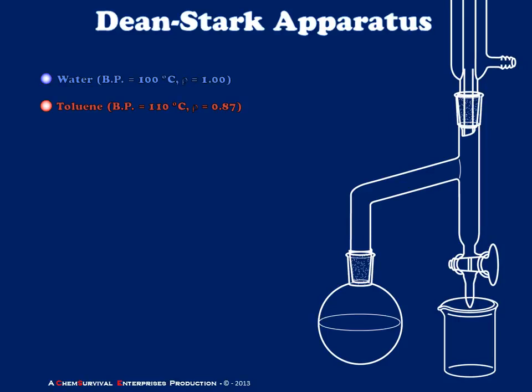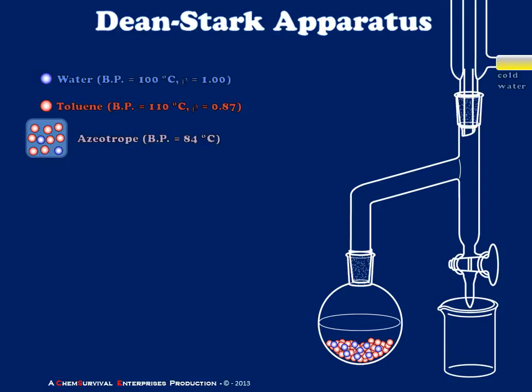However, we need to acknowledge at this point that water and toluene, when boiled, form an azeotrope with a boiling point of about 84 degrees centigrade. And the composition of this azeotrope is somewhere in the neighborhood of 80% toluene. So let's see if we can separate the water from the toluene using our Dean-Stark apparatus. I'll begin by charging the boiling flask with my mixture.